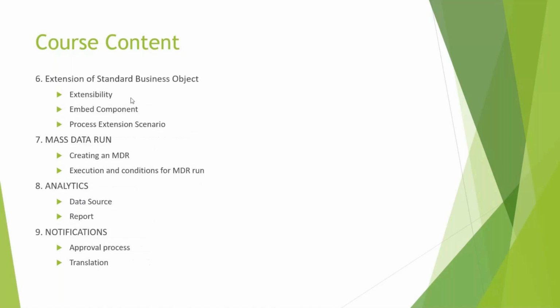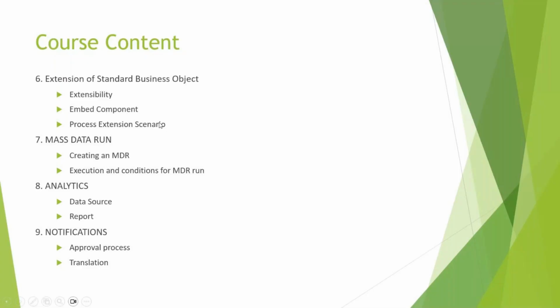Next, we will also cover the extensibility part for the standard business object, for the creation of an extension of the fields, and then if we have to create any embedded component to show those fields in some other places, we can cover those. And then we will have this process extension scenario.